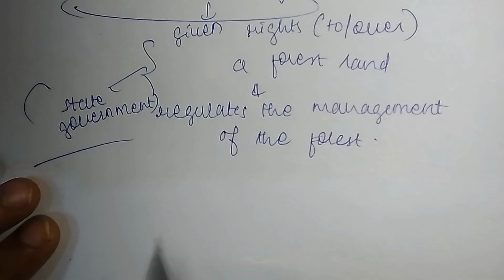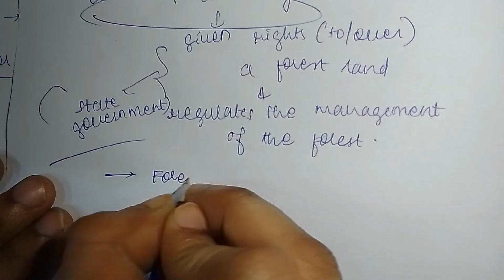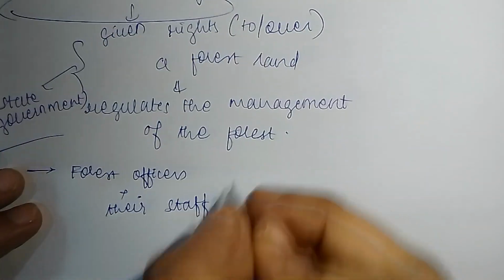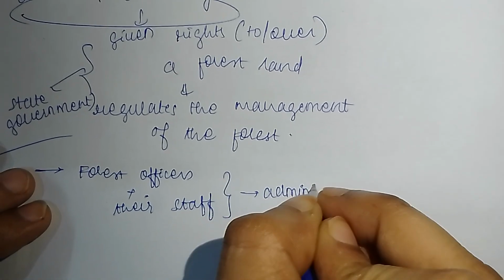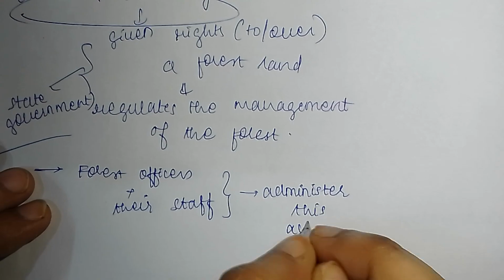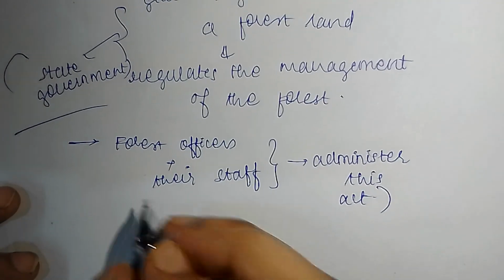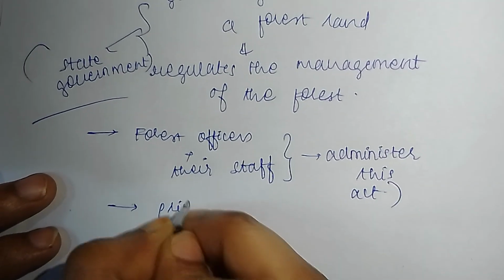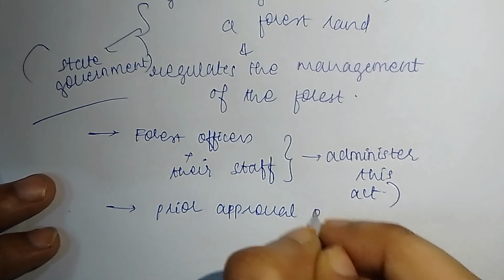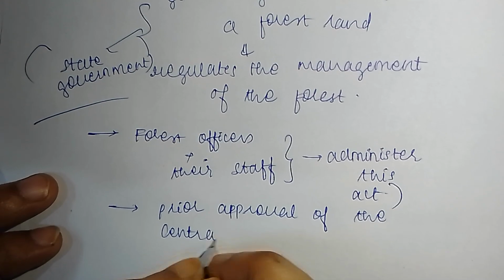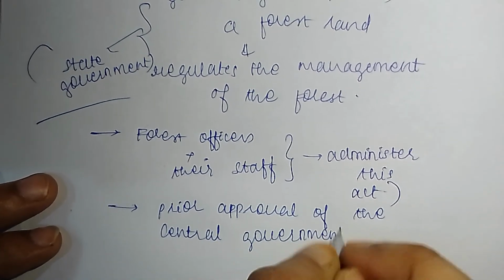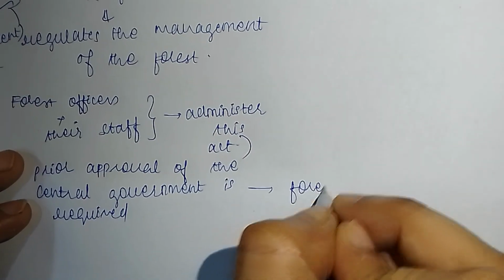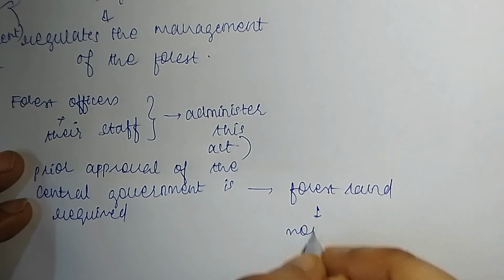Okay, so basically forest officers and their staff administer this act. As per the provisions of this act, prior approval of the central government is required for the purpose of diversion of forest land for non-forest purposes.